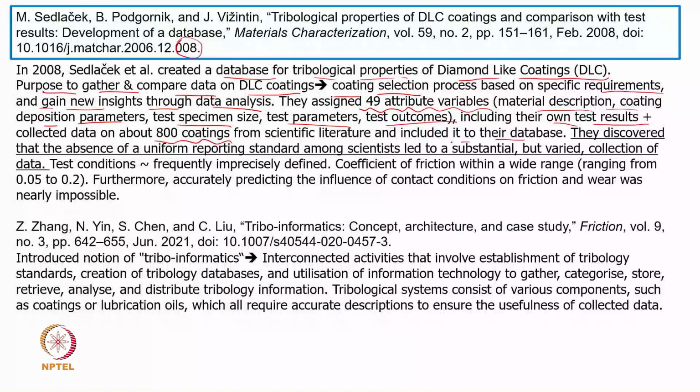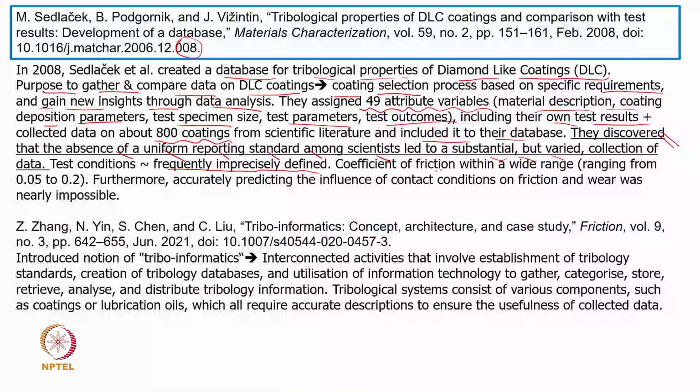Now, how do we really denoise this? That's important. They also mentioned that they discovered the absence of a uniform reporting standard among scientists, and that's why we don't have a really good data set available to us. They also mentioned that most of the time the tests that have been done and the materials tested are not defined properly. Coefficient of friction itself ranges from 0.05 to 0.2. That means it's almost a 4 times variation.